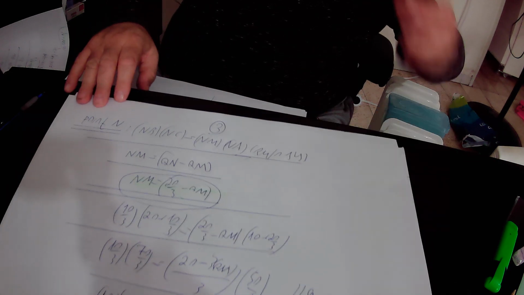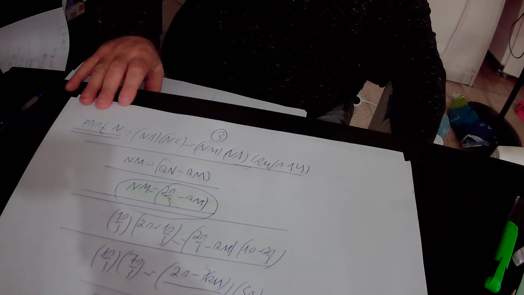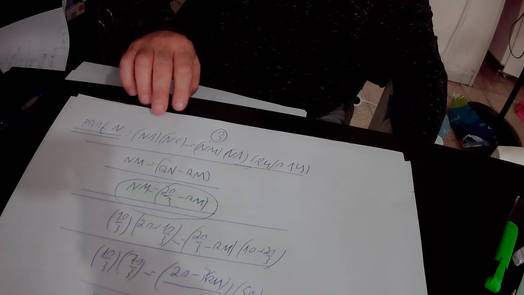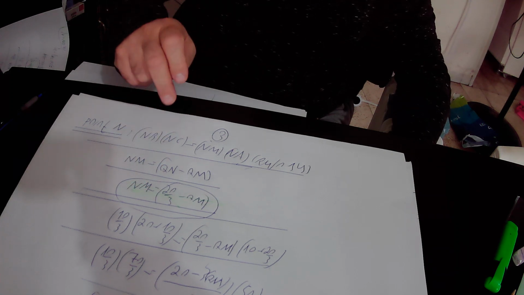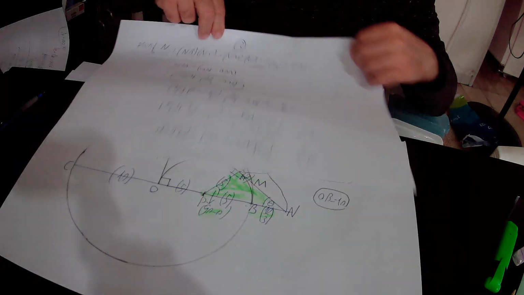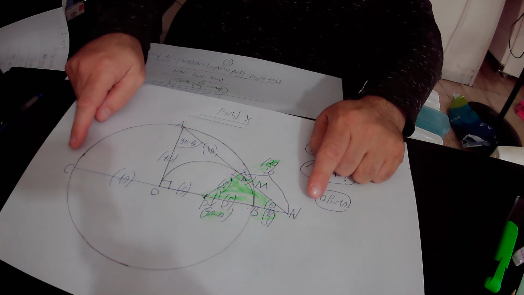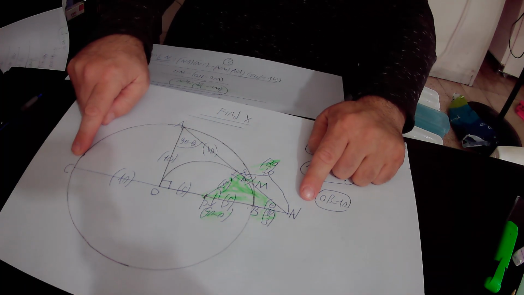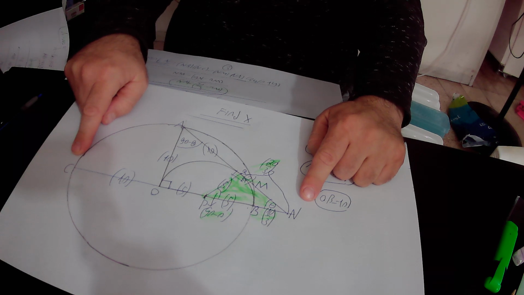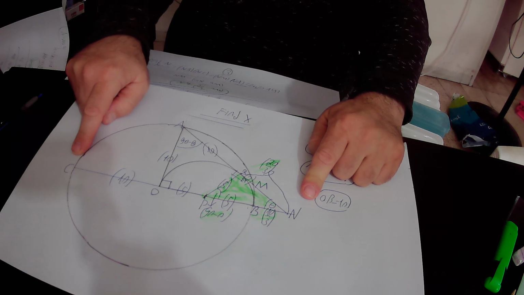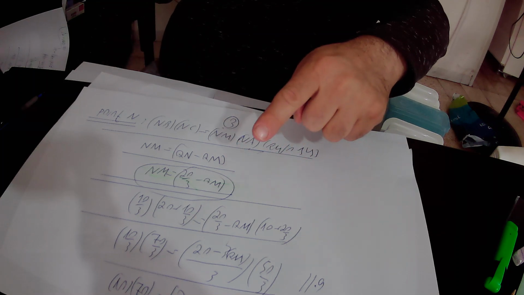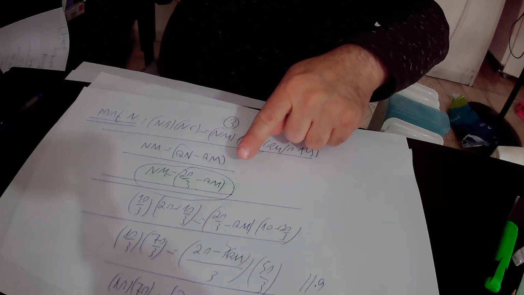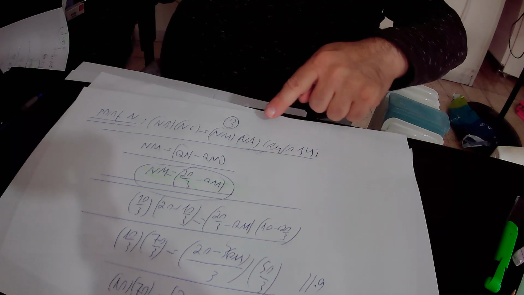Then we return to rule number 14: NB times NC equals NM times NA. NB is 10 over 3 times NC. NC, or CN, is 10 plus 5 plus 5, that is 20, plus 10 over 3. So in total, CN, or NC, equals 20 plus 10 over 3. And NM is 20 over 3 minus QM, times NA.